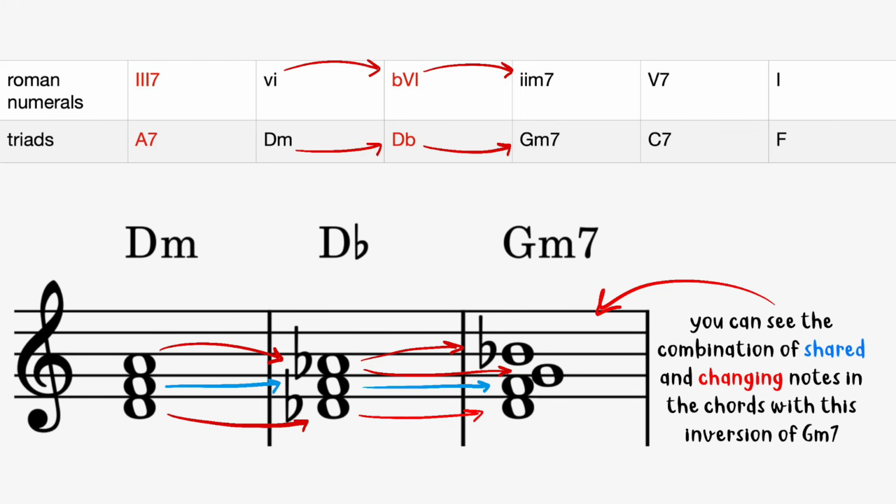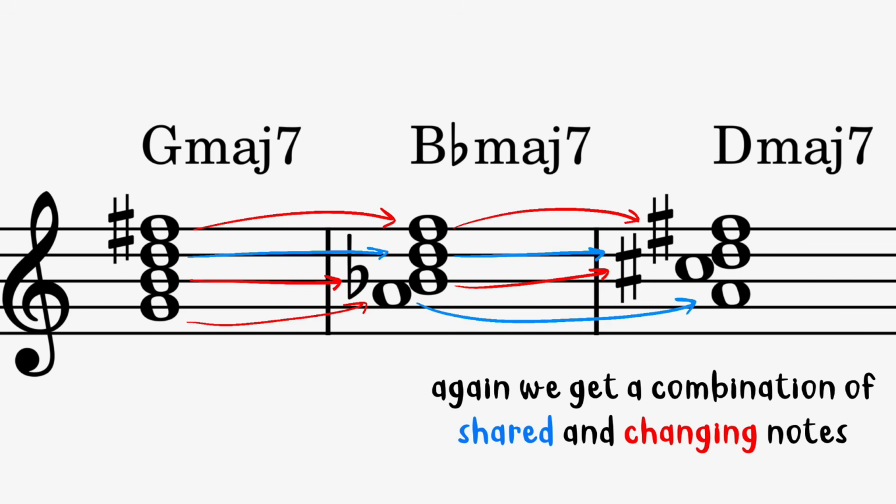Louis Armstrong's What a Wonderful World actually uses this sort of borrowed chord in the chords D minor to D flat to G minor 7. And to be honest with you, you can actually just whack them in. Like you don't have to be that strategic about using chromaticism in it. You could put a G major 7, a B flat major 7, then D major 7, and it would sound like this, which is lovely as well.